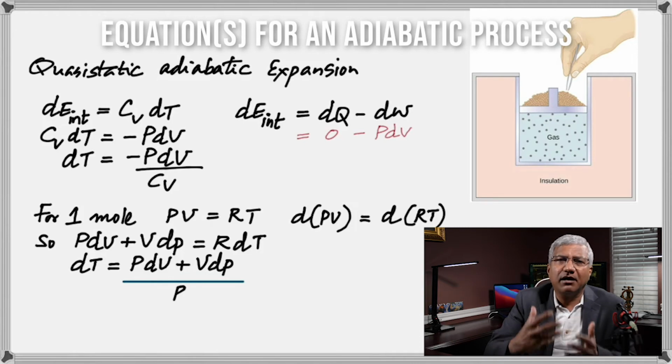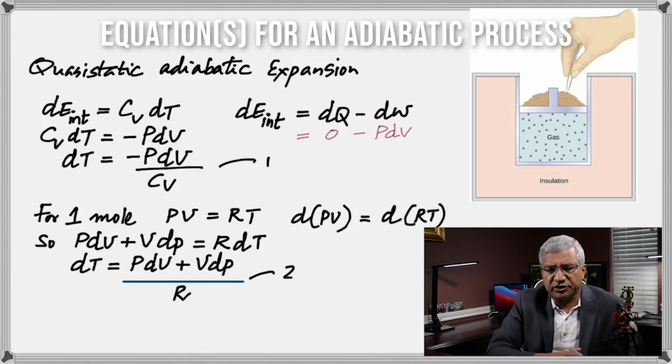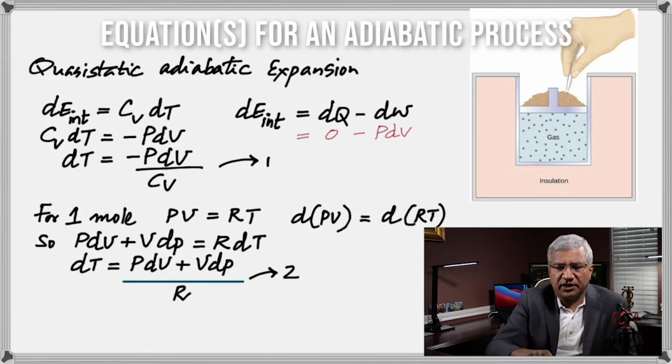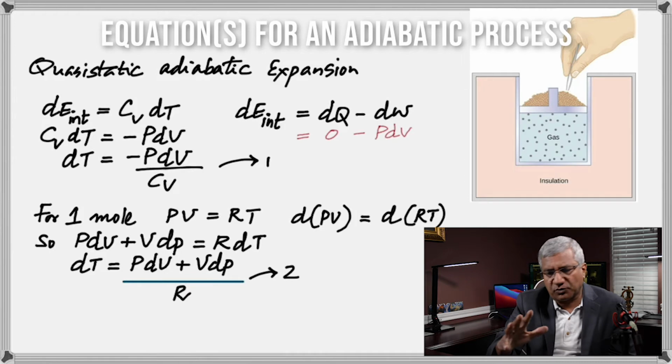But R, by Mayer's relation, is Cp minus Cv. So we got 2 equations here. The left-hand sides of the 2 equations are the same, so we can go ahead and put the right-hand sides equal to each other. That's what I'm going to do.